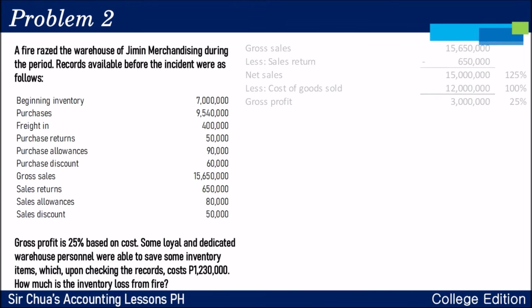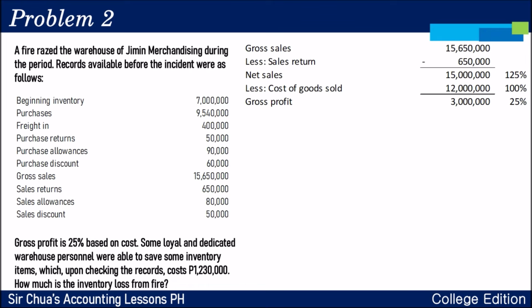Okay, the first step is the same. Let's talk about your sales first. So, gross sales of 15,650,000. Ma-minus po natin yung sales returns na 650,000. Diretso na po tayo na net sales, 15 million. Sir, meron po tayong sales allowances and sales discount. Bakit hindi po kinonsider?